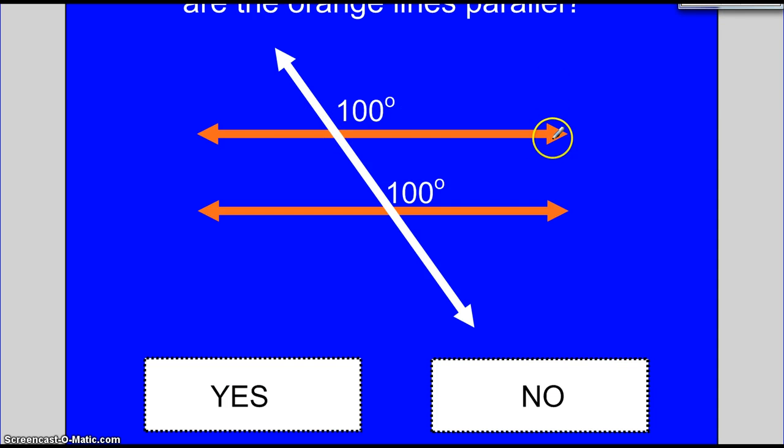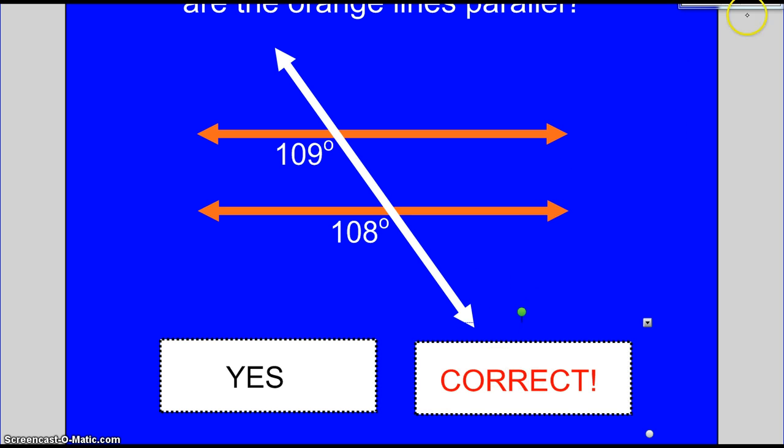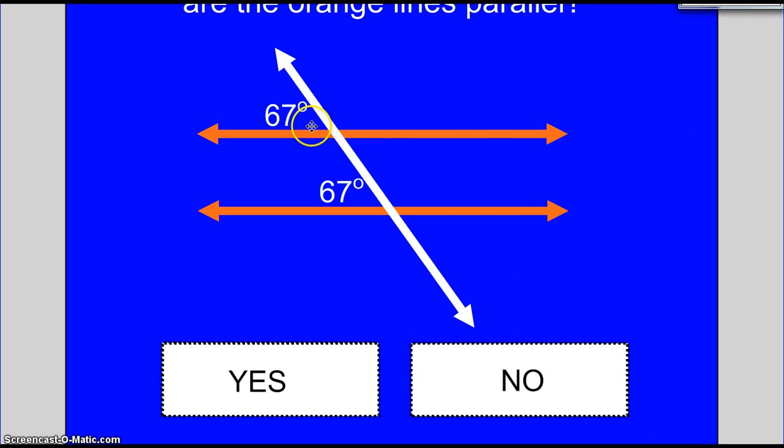Are the orange lines parallel? Yes or no? Yes, because these two angles are equal. Are these orange lines parallel? No. These lines are parallel. Yes, because they are congruent angles here.